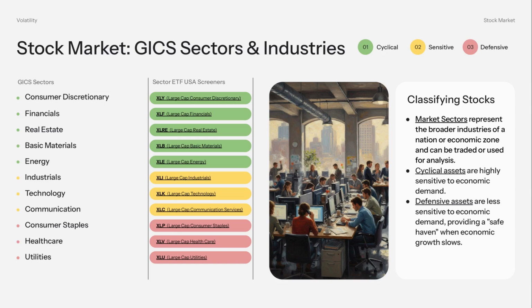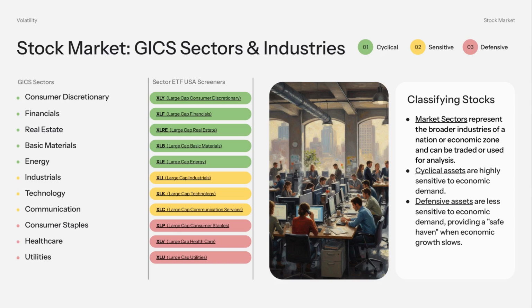Category B. Defensives. Defensive stocks are less sensitive to the economic cycle. They provide necessity products and services that people buy regardless of how the economy is doing. Sectors include communication, consumer staples, healthcare, and utilities. It's critical to note that communication services is often considered a hybrid. While it contains necessities, like internet providers, it also includes discretionary areas like media and advertising. Industrials and technology are somewhat the same.